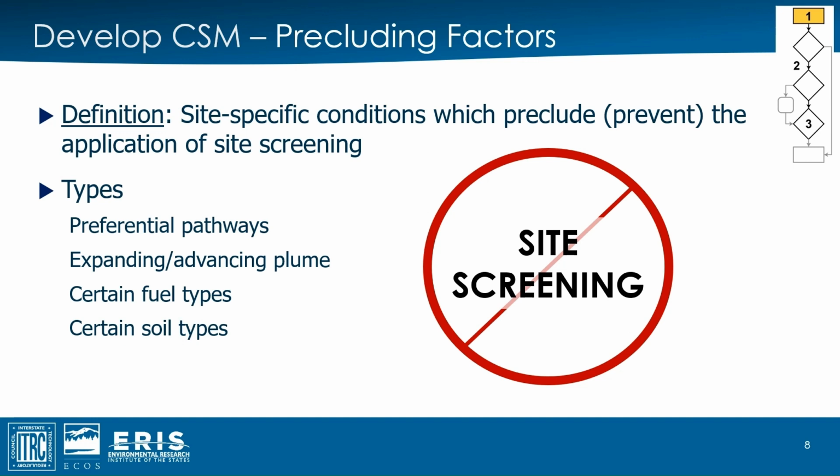B, expanding or advancing plumes. C, certain fuel types that were not assessed in the development of the screening distances, such as leaded gasoline or ethanol containing more than 10% ethanol by volume. And lastly, D, sites where certain soil types are present, such as peat or desert sand, where biodegradation may be limited. Recent studies have shown, however, that the vertical screening distances recommended by ITRC are still broadly applicable to sites with historic leaded gasoline releases.